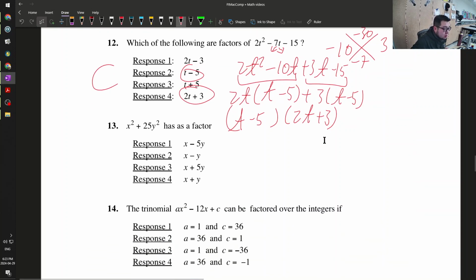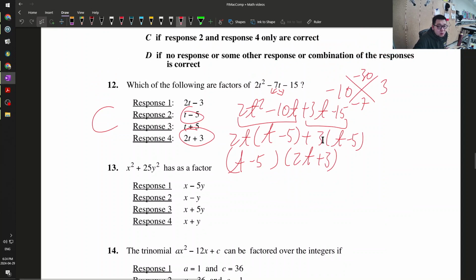Okay, 13. X squared plus 25y squared has a factor of. So this is a sum of squares. Sum of squares cannot be factored unless there is some other kind of factor between x squared and 25y squared, which there isn't any. So because it cannot be factored, it is D. And there's nothing common between x squared and 25y squared.